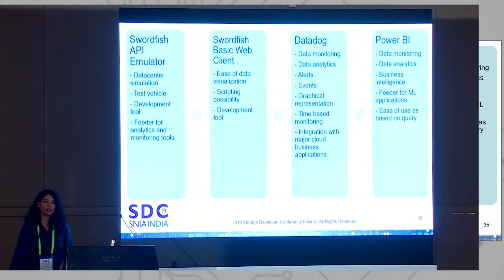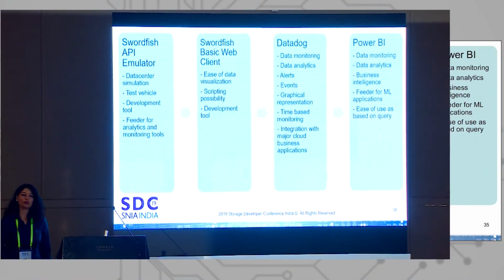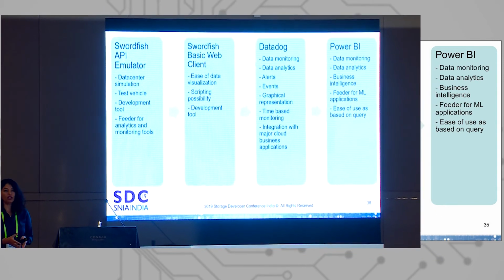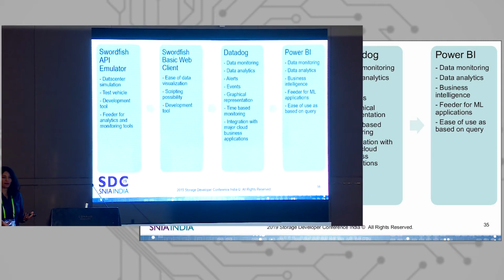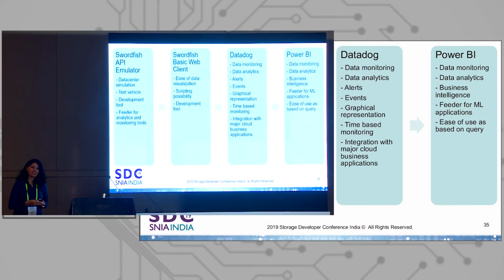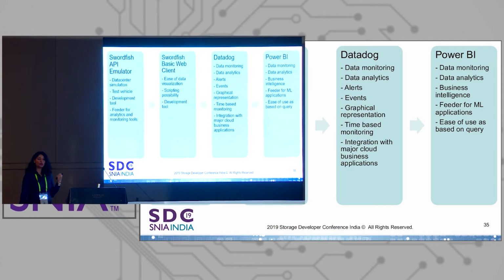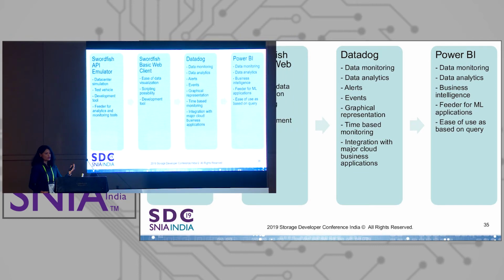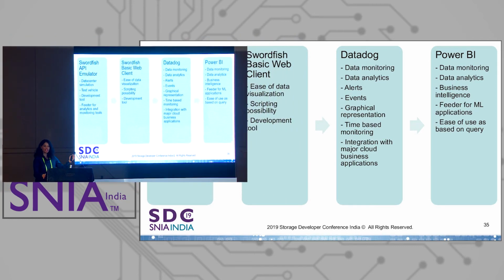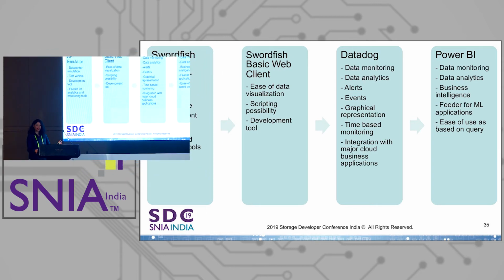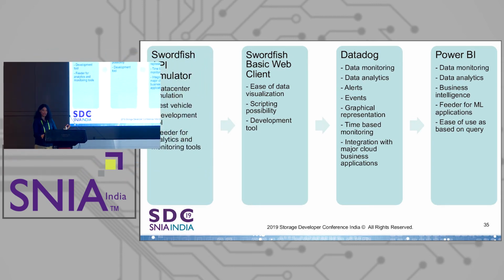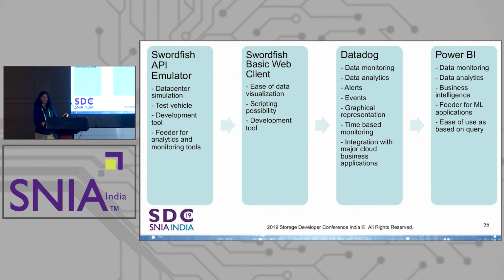Okay, now we are done with how the tools work. But what was the idea behind all this, this training, this learning objective, this workshop? The whole idea is to know the power available through these tools. The API emulator and the basic web client can be used as a test vehicle, by the developers and the testers.